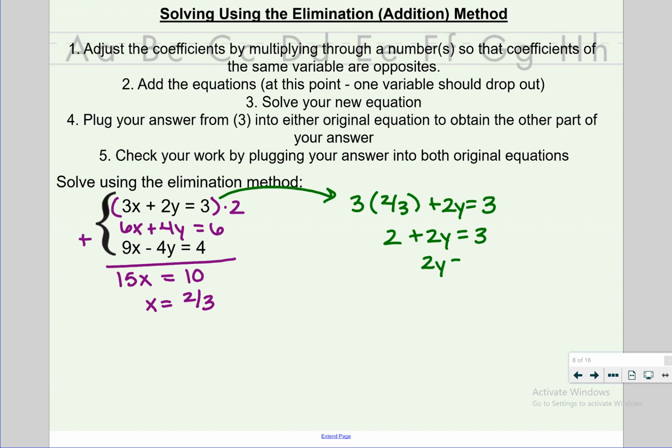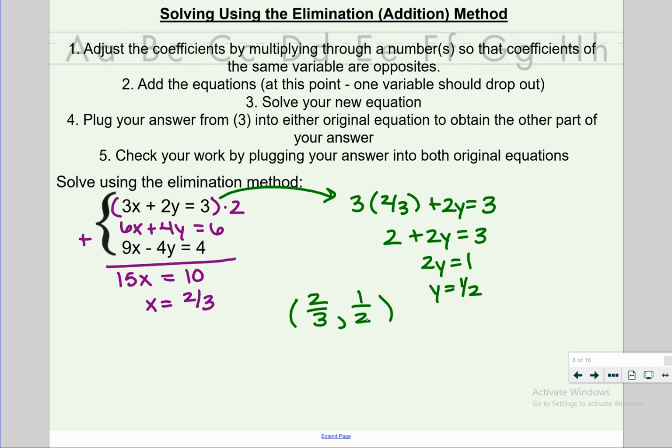Subtract 2, I get 1. Divide by 2, I get 1/2. Final answer, 2/3, 1/2 is my point of intersection, my solution to the system. Okay? Any questions?